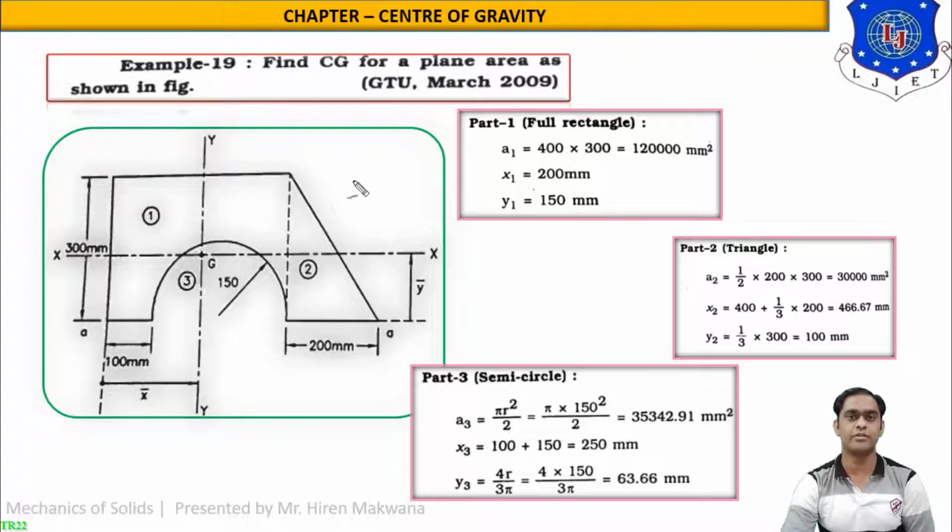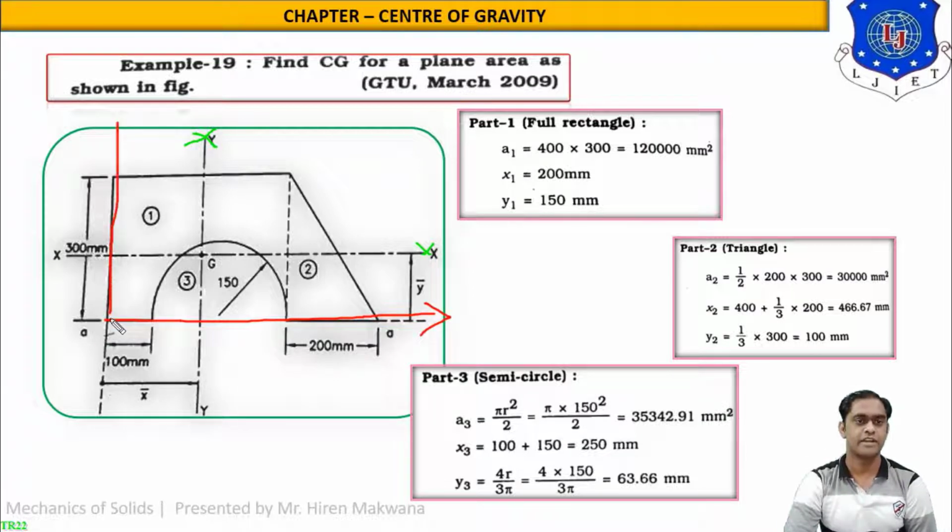In this numerical we have to find the CG of this plane area. Just forget this y and x axis which is dotted. You have to draw x axis from the bottom of the figure of the section and y axis from the left side of the section. Here it is part number 1, which is rectangle, part number 2, which is triangle, and part number 3 is again subtracted semicircle. Dimensions are given to you as shown in the figure.